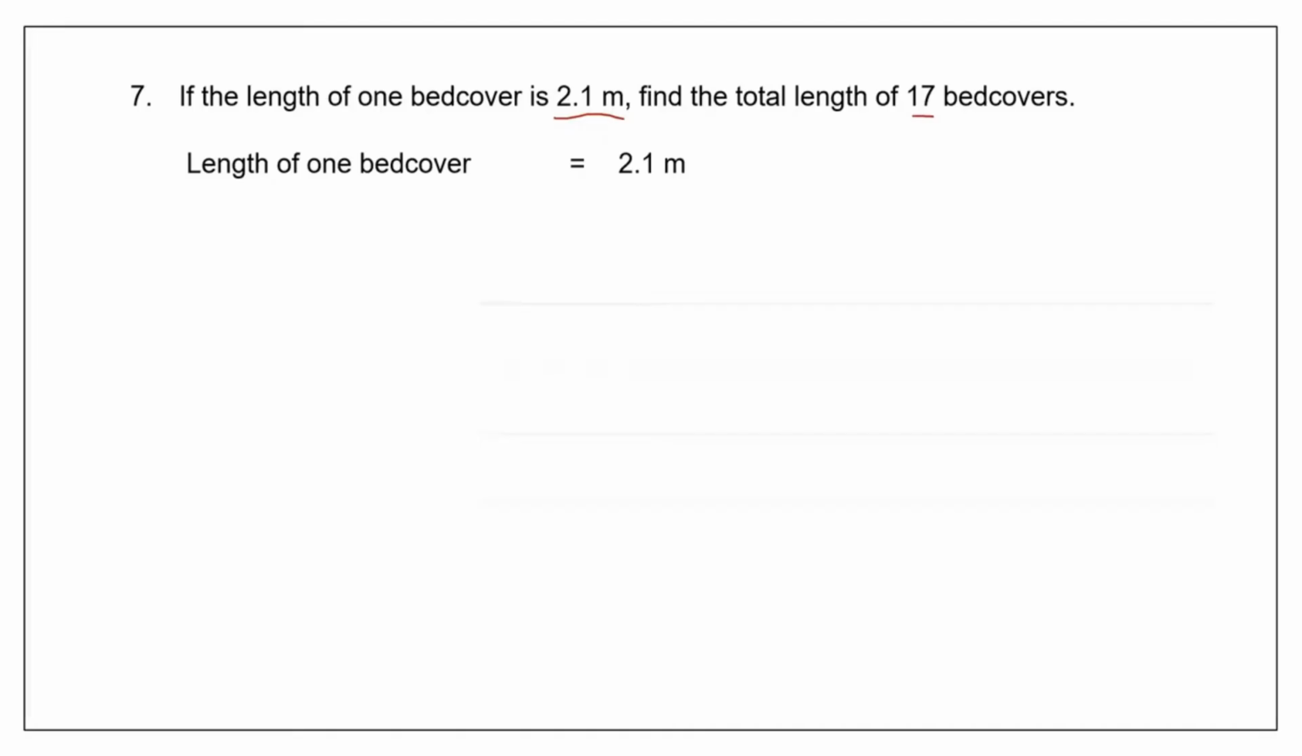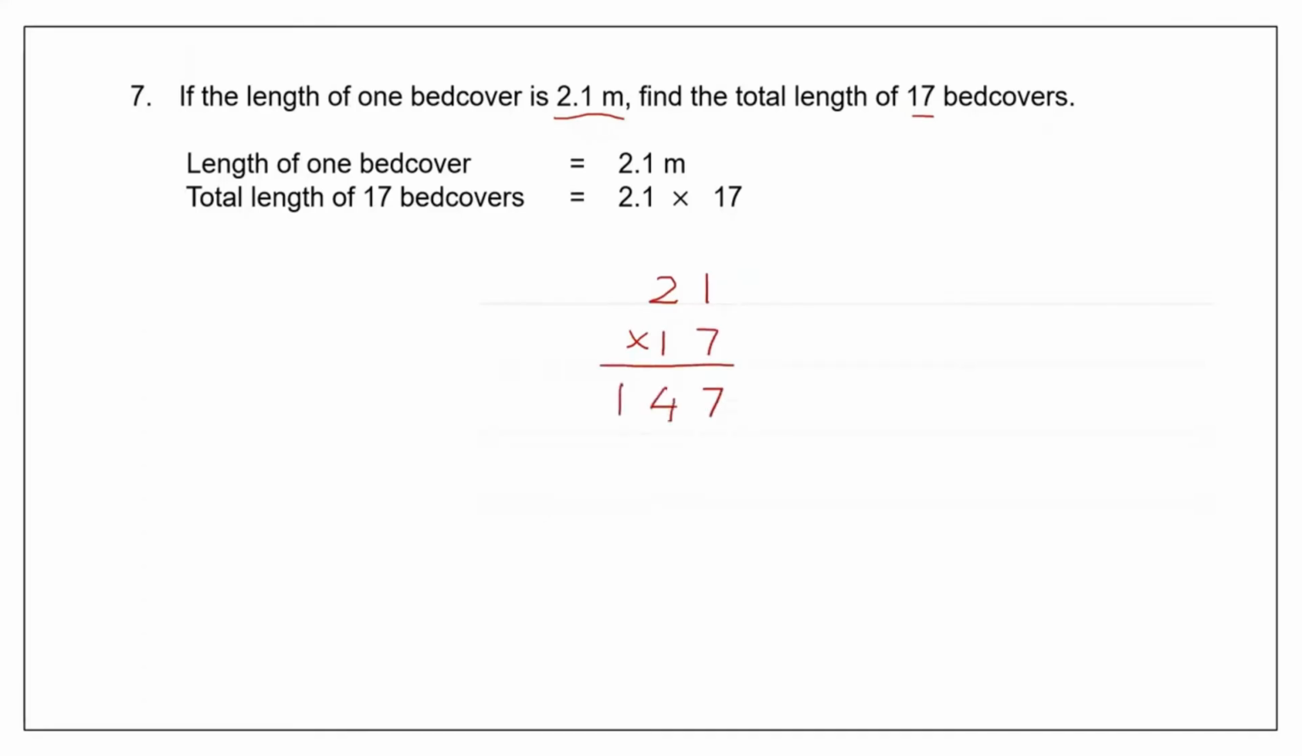Length of one bed cover, 2.1 meters. Total length of 17 bed covers will be 2.1 into 17. So again, we have a decimal multiplication. Ignore the point. It becomes 21 into 17. So let's multiply. 7 ones are 7. 7 twos are 14. Second step with a 0. 1 ones are 1. 1 twos are 2. Plus, add up these. 7. 4 plus 1 is 5. 2 plus 1 is 3.